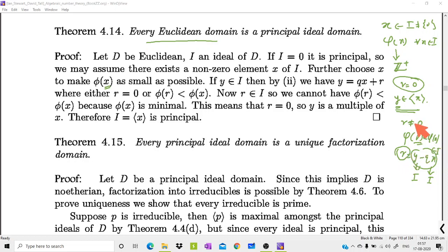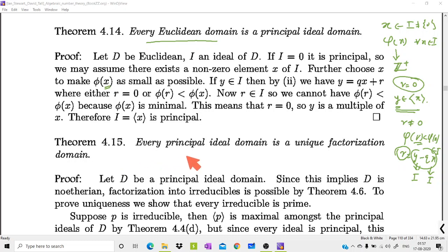So we can say that r can never be non-zero. So r equals 0. R equal to 0 means y belongs to the ideal generated by x, or y is a multiple of x. Then any element y belonging to I can be written as a multiple of x. Then I equals the ideal generated by x. Then it is principal. That means every Euclidean domain is a principal ideal domain.